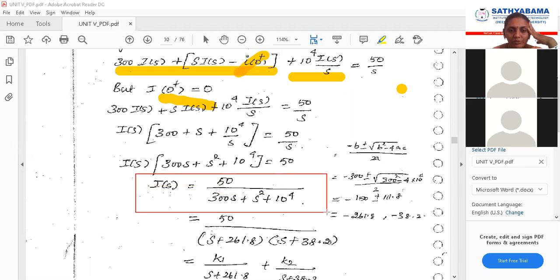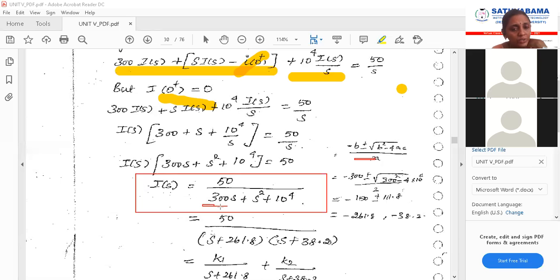I(s) is equal to 50 divided by (s² + 300s + 10⁴). Take up the problem, solve it out and check, then only you will get the answers properly. Now this 300 should be reduced. Then only I can substitute in this formula to find out the roots, right? So this 50 by this 300, I will pull it outside.